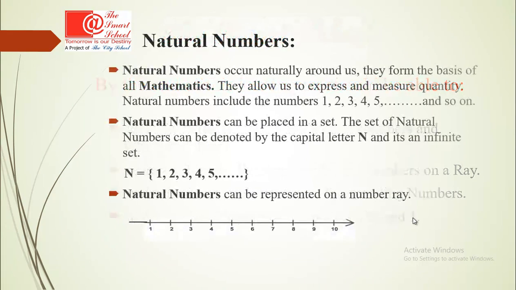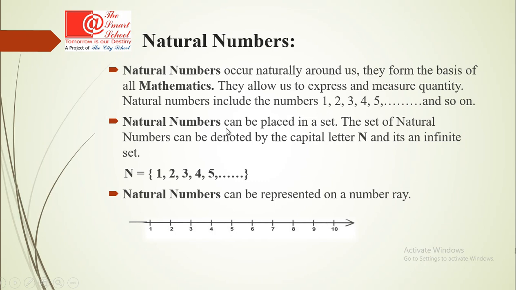Now we are starting with natural numbers. Natural numbers are the numbers which we commonly use. So natural numbers occur naturally around us. They form the basis of all mathematics. They allow us to express and measure quantity. Natural numbers include the numbers 1, 2, 3, 4, 5 and so on. Okay, 0 is not included in this. It starts with 1 and it never ends.